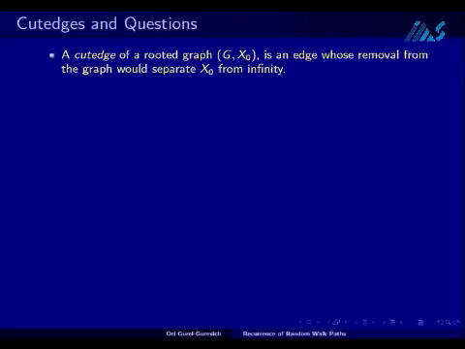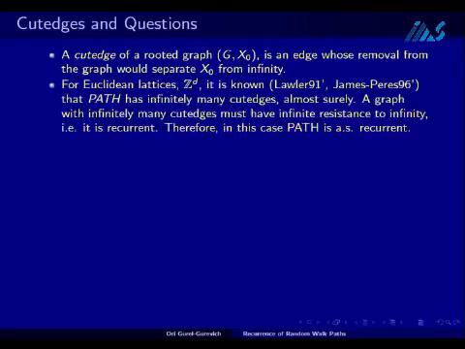Suppose that we have some infinite graph. A cutedge is an edge that if you remove it, you separate some point from infinity, meaning that this vertex is now in a finite component. If we have Euclidean lattices, and of course other graphs, but typically Euclidean lattices, it was already known that the path has infinitely many cutedges almost surely. So this already implies that the path has infinite resistance, because each of these cutedges contributes a resistance of 1 to infinity. So it was already known before, just a second, that the path is recurrent.